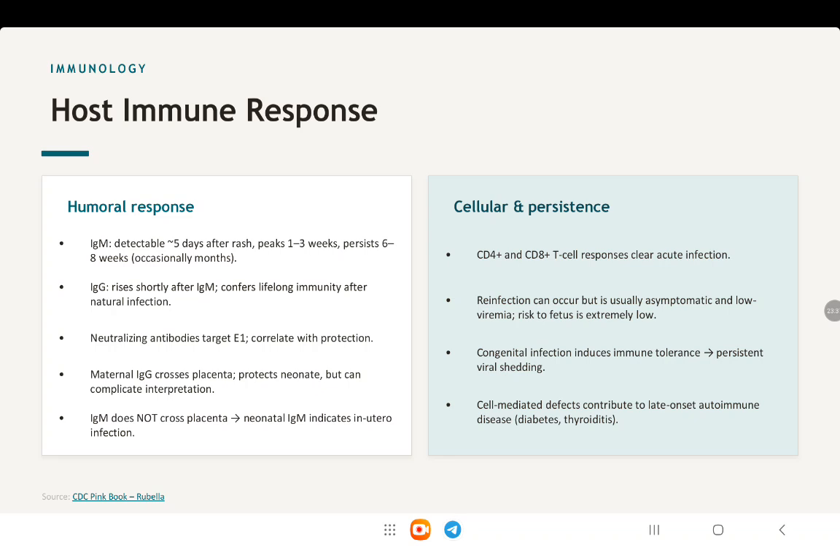The last part of the immune response is the T cell mediated response, which helps to eliminate virus-infected cells. In congenital infection, the fetal immune system is immature, allowing the virus to persist and be shed for many years after birth, because the immune system is not developed in the neonate.